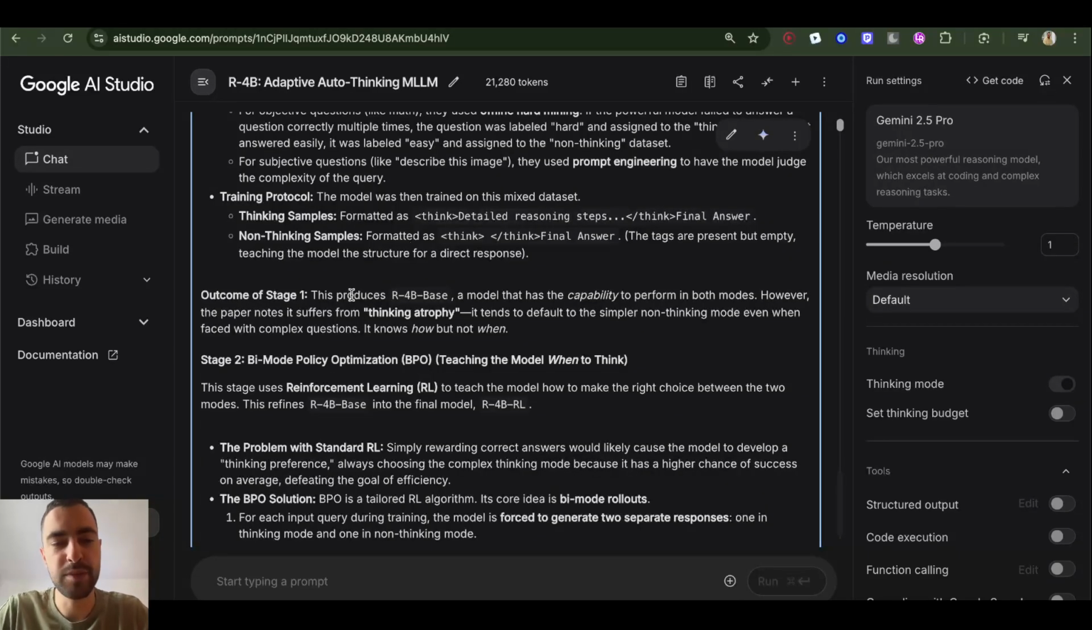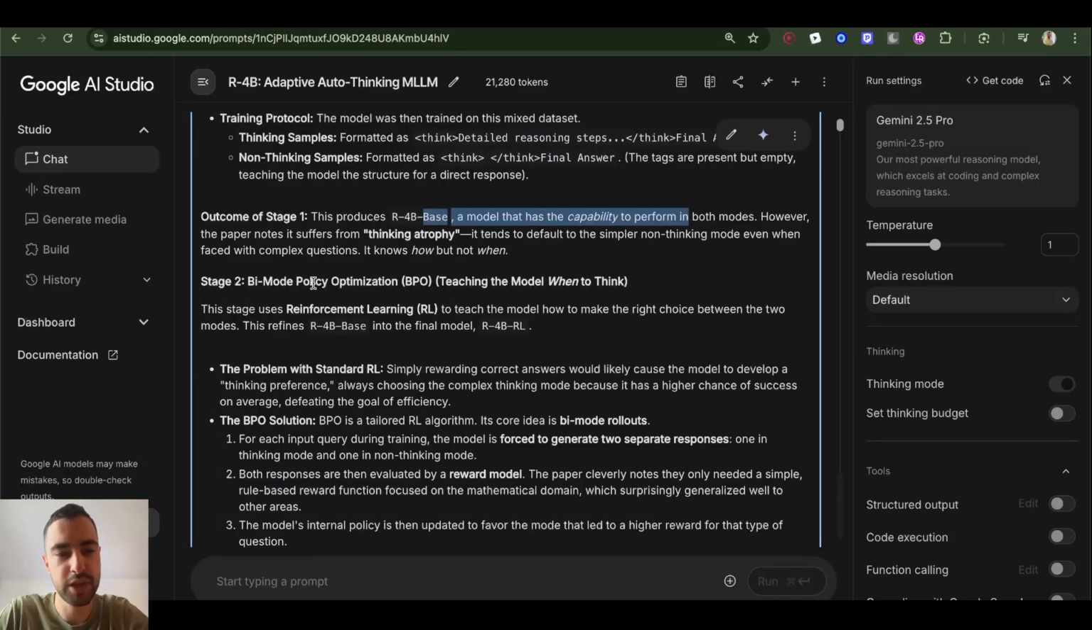So stage 1 produced the R4B base, and it was capable of performing both modes, but it was biased towards not using thinking. They call this thinking entropy. Then stage 2, bi-mode policy optimization, teaching the model when to think.